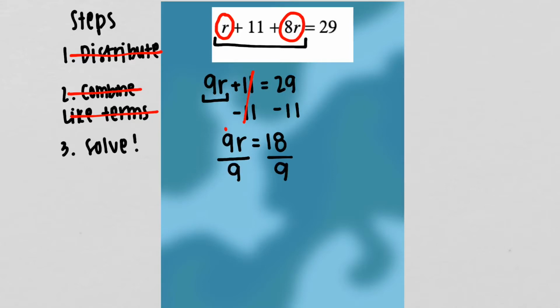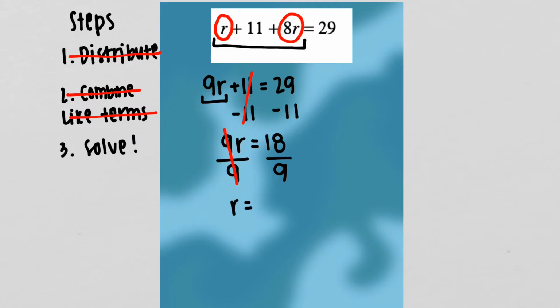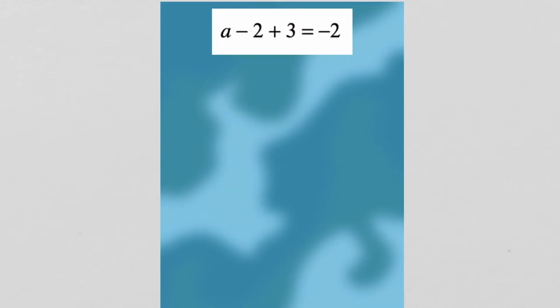When I do that on the left side, the 9's cancel out, and I'm just left with R equals, and 18 divided by 9 gives me 2. So remember, our final step should look like R equals 2, or R equals a number, and we are there, so we have done step 3 solve, and we're done with this problem. Now I want you to go ahead and try this problem by yourself. Remember, the question is going to pop up and ask you what you got as your answer.